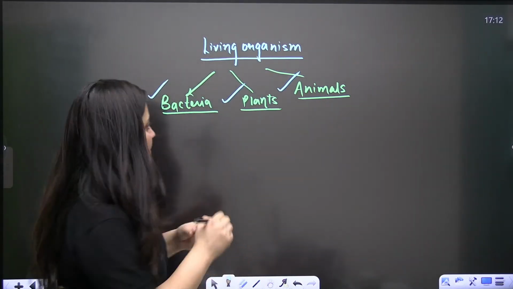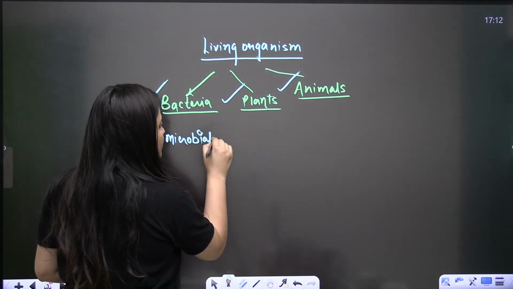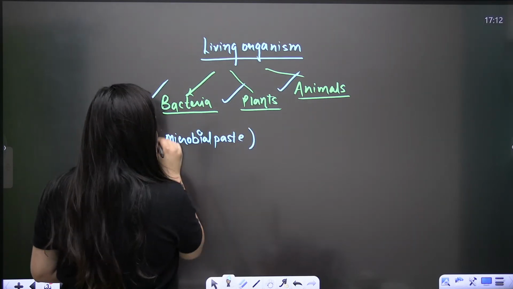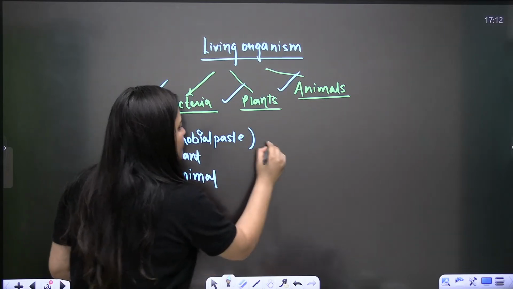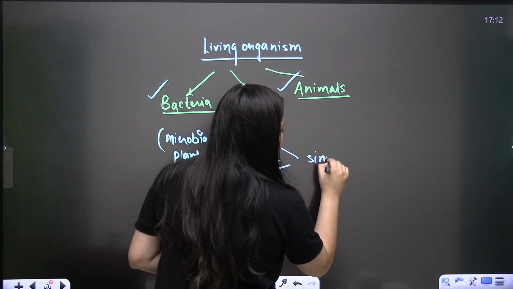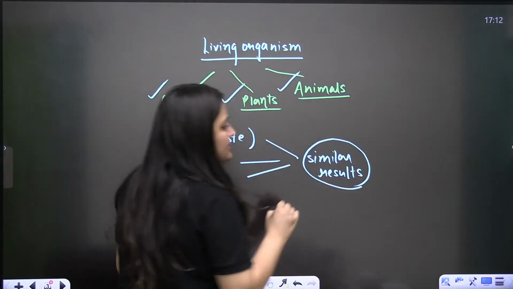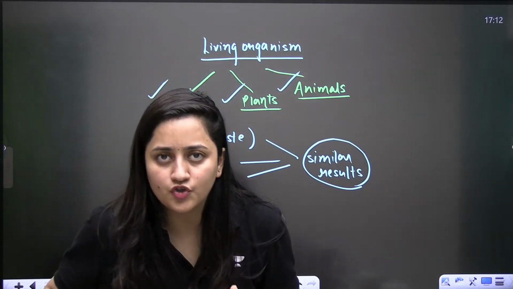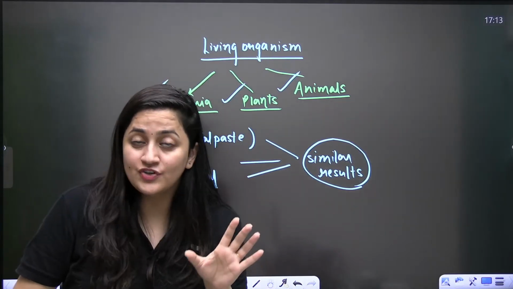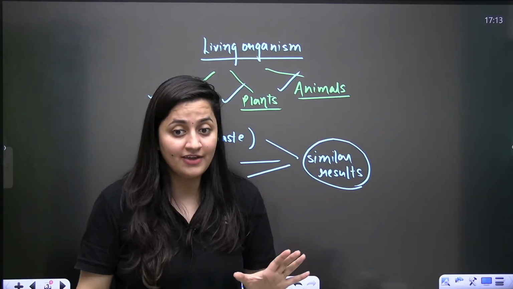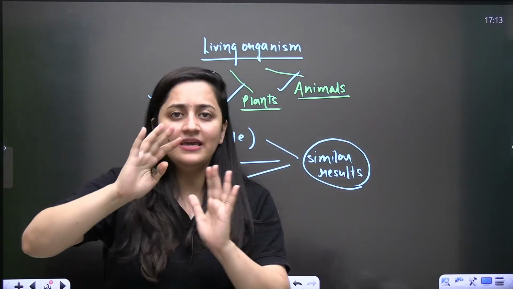You can consider the microorganisms. You can make the microbial paste. You can make the plant paste or the animal paste. So you are going to get similar results. And similar results means similar type of chemical composition will be there, similar type of elements or the compounds will be there. Composition can vary, no doubt, composition can vary, but the compounds, the chemicals, they are going to be similar, right bache?